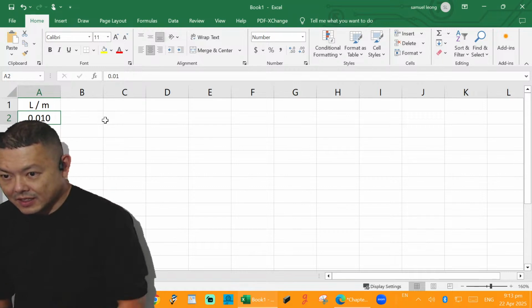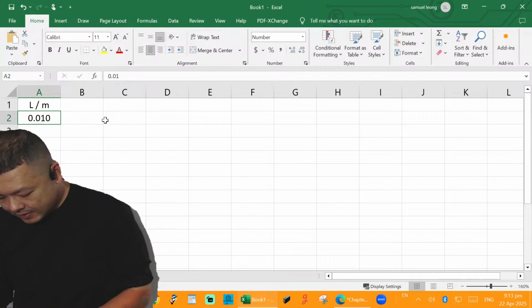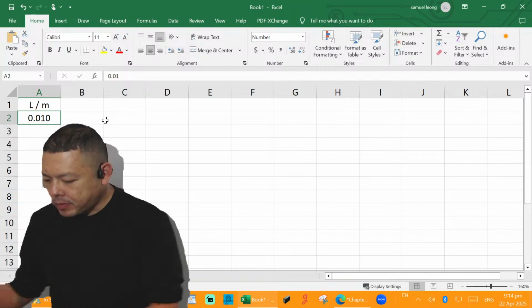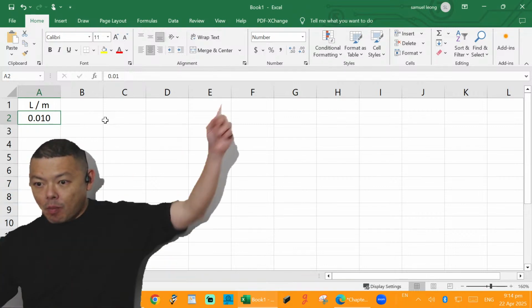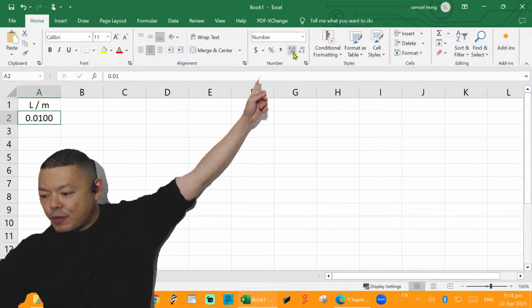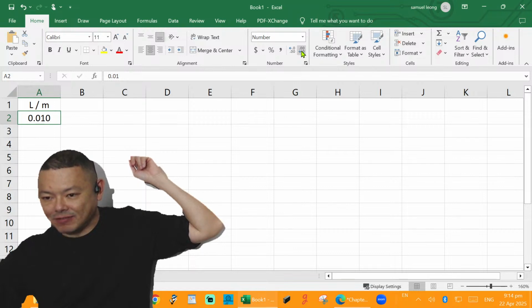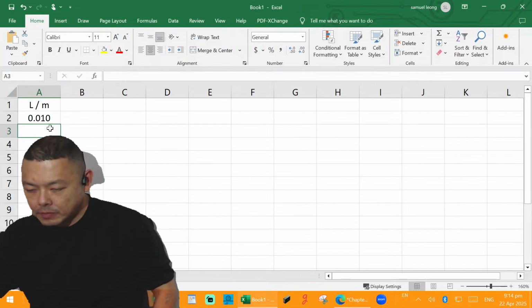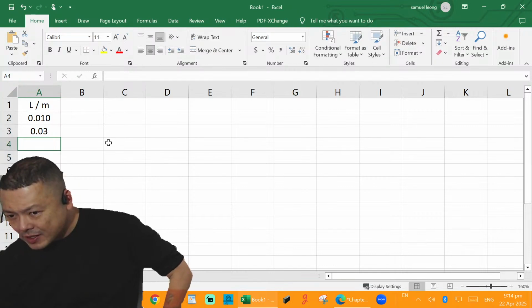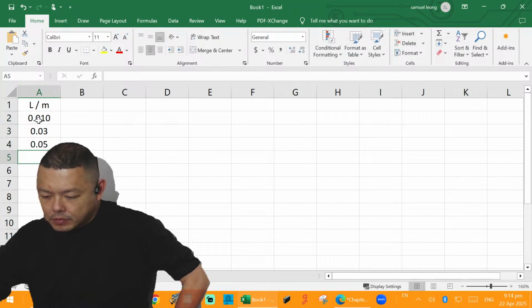Can you confirm you can type in this number first and you can adjust the decimal first? You press that one, right? You see what happens if I press more? So if you use a vernier caliper, it should look like this. But because it's a ruler, it's like that. Understand? What's the next number? 0.03? What's after that? 0.05.